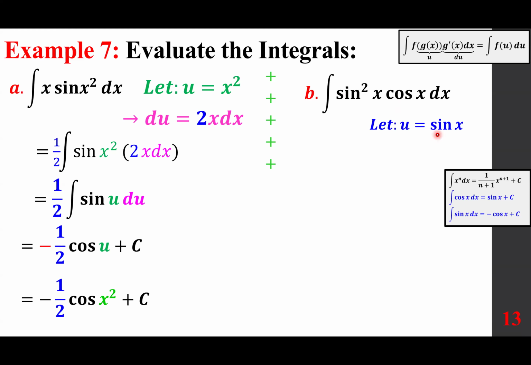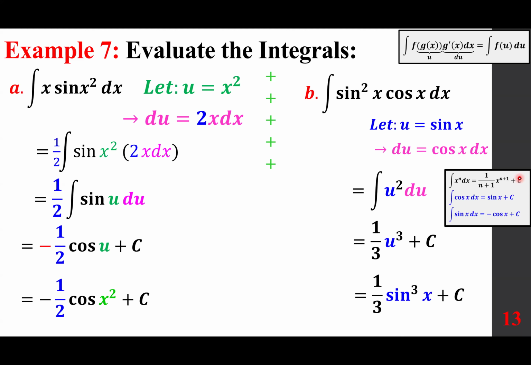Obviously, the derivative is cosine x, which makes du cosine x dx. So we are looking at u squared times du. A simple case of the power rule, the answer is 1/3 u cubed plus a constant. We're going to replace the u, and the final answer is 1/3 sine cubed x plus a constant.